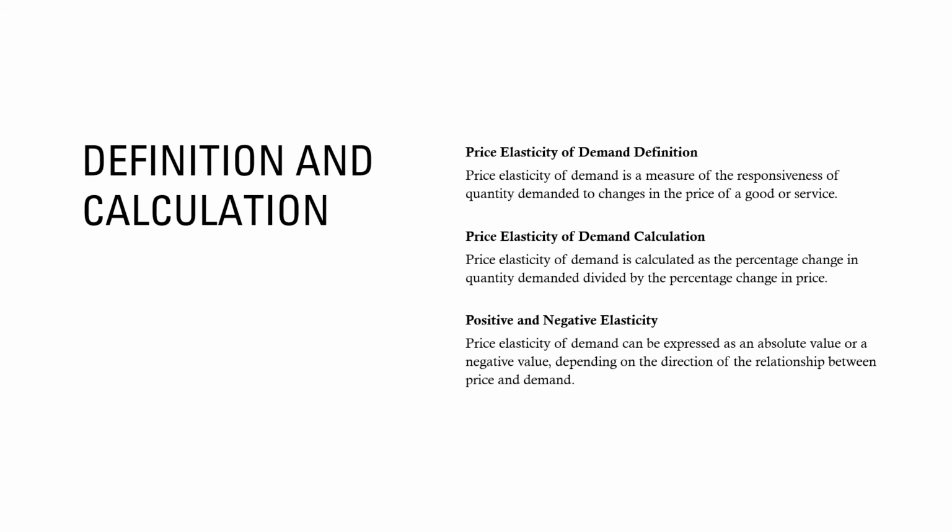Price elasticity of demand is calculated as the percentage change in quantity demanded divided by the percentage change in price. It can be expressed as an absolute value or a negative value, depending on the direction of the relationship between price and demand.